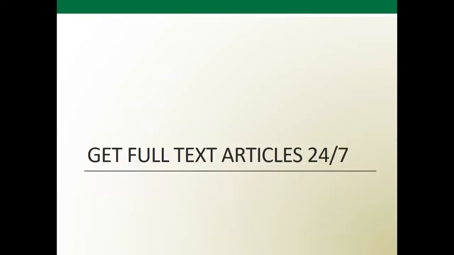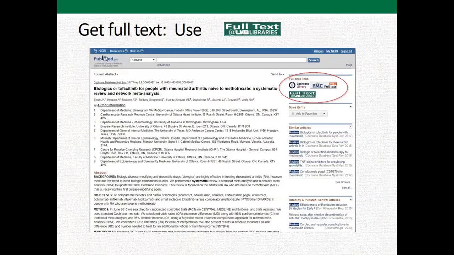Okay, so I'm going backwards again. I'm talking about getting full text articles. When you're in PubMed, in the full record or abstract view, you'll see either underneath the abstract or to the right of it, as you can see on this slide, all the links that you can get to full text.